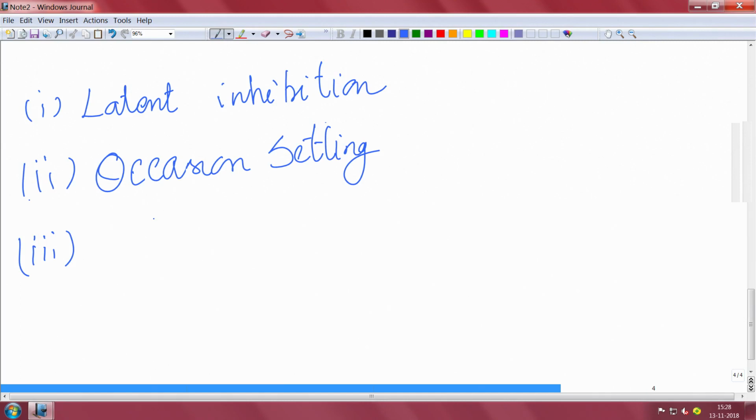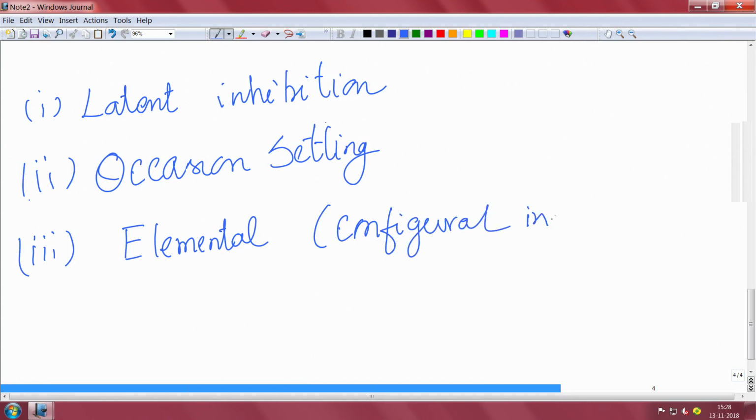Such an assumption is called elemental inference: the model assumes elemental inference by the animal of the various stimuli present there. This need not be the case. The animal instead can have a configural inference of the surroundings. So, we will look at these three aspects and how this model fails, or how these things set a limit on the Rescorla Wagner model.